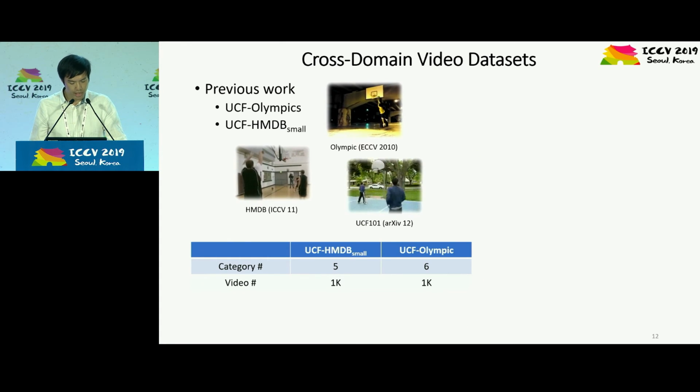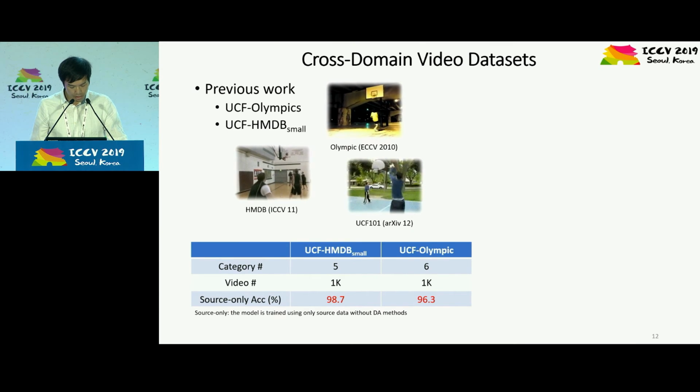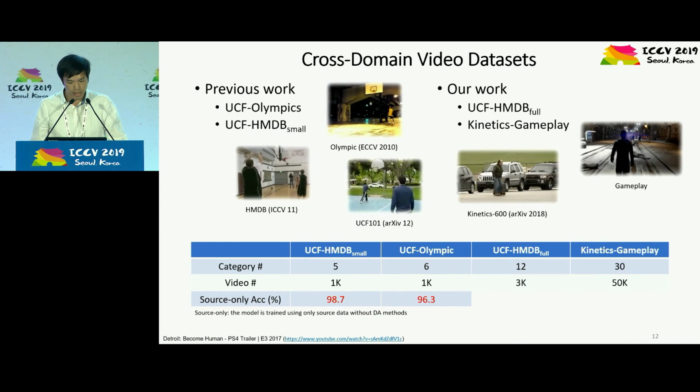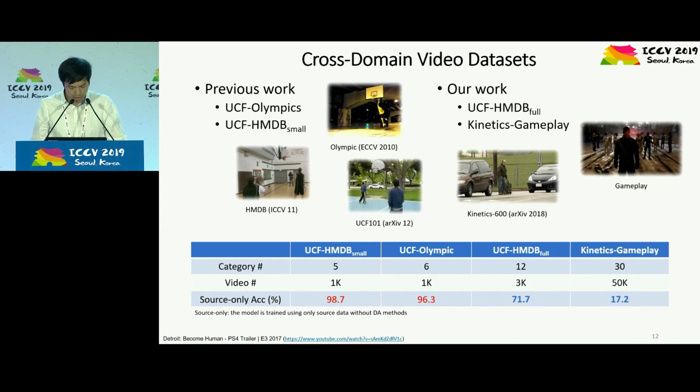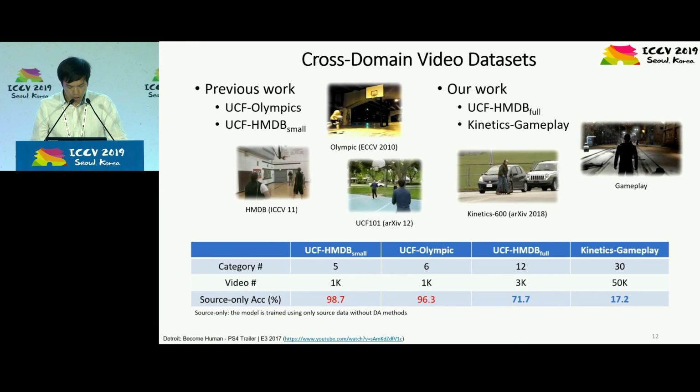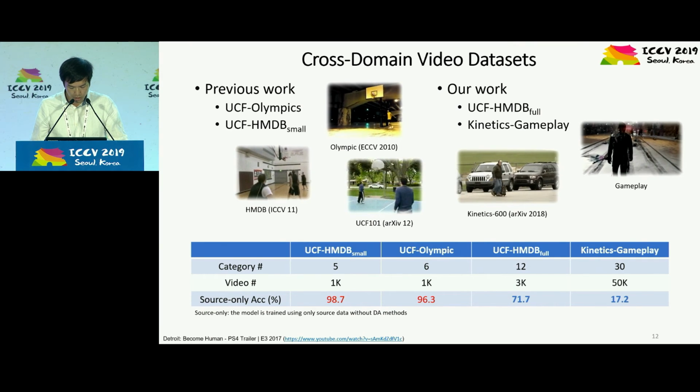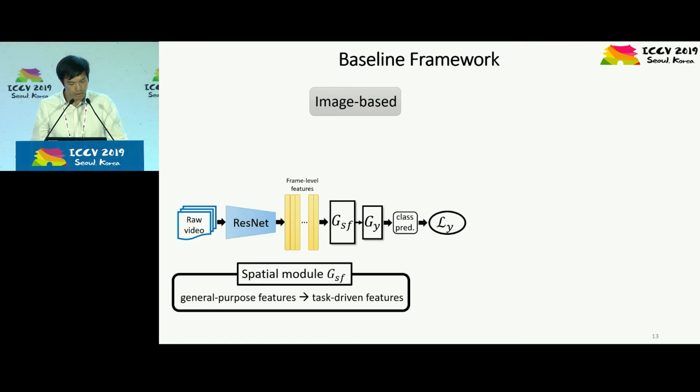The existing related datasets are too small to have enough domain shift to evaluate the performance of DA approaches. A strong baseline with a deep CNN can produce almost perfect accuracy even without DA. Therefore, we first collect two larger-scale datasets, UCF-HMDB and Kinetics-Gameplay. More importantly, our datasets have much lower source-only accuracy, which means larger domain shift that's worth investigating.